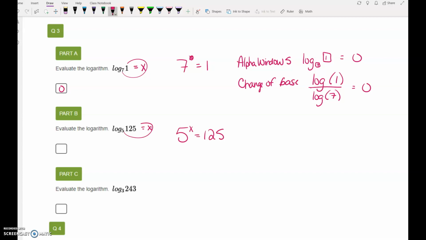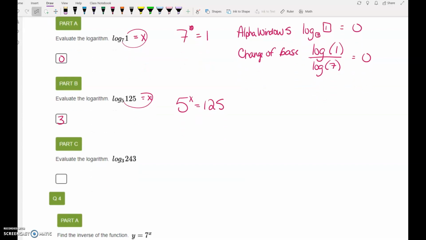This particular problem, it should be pretty easy to do guess and check. I know that 5 squared is 25, so I try 5 to the 3rd. 5 to the 3rd is 125, so I know that that is 3. This one might take a little bit longer if you wanted to evaluate the log. If I do log button 243 divided by log button 3, I get 5 because log base 3 of 243 is 5. That means 3 to the 5th is 243.